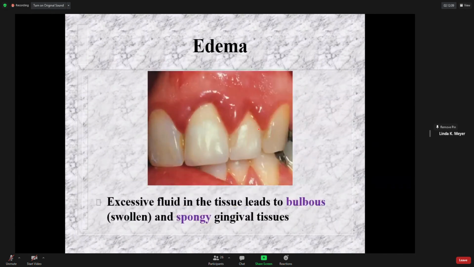In gingivitis, there's edema, and this is inflammation. So this is just showing you that excessive fluid in the gingival connective tissue leads to bulbous and spongy tissue.